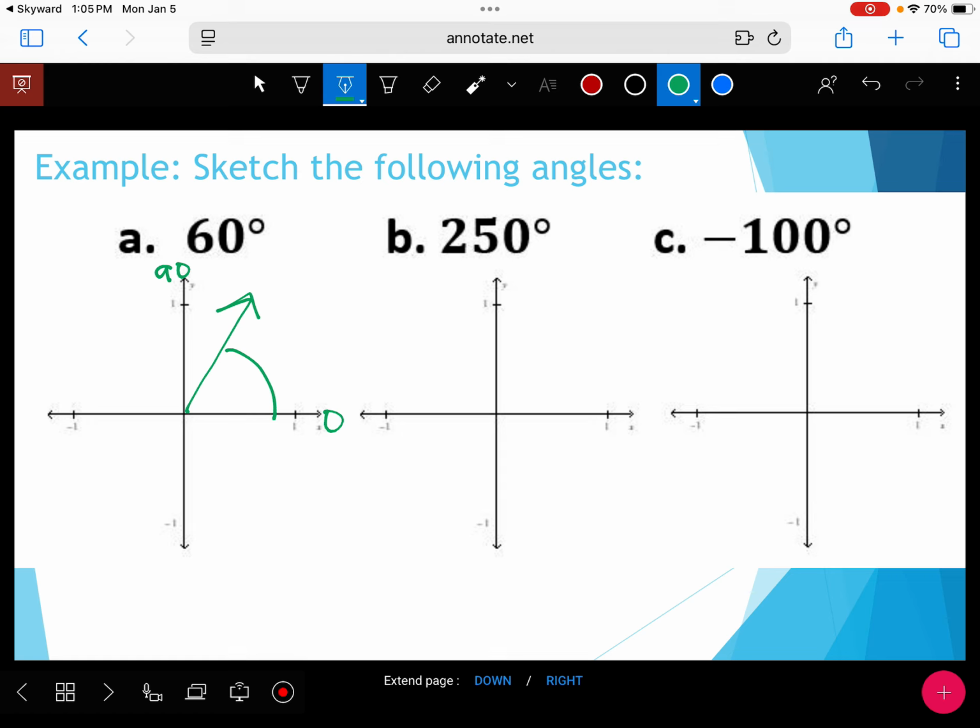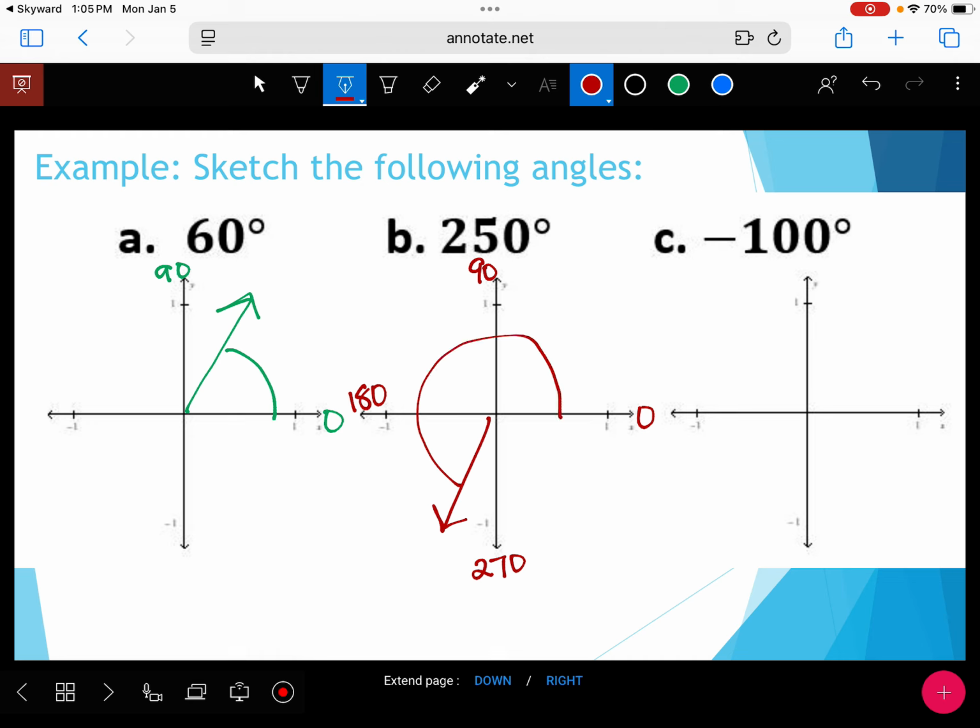All right, show me with your fingers. What about 250? What quadrant are you going to put that in? Quadrant 3. All right, this is 0. This is 90. This is 180. This is 270. 250 is in between 180 and 270, so that would be about here. And that would be your angle. About right there.